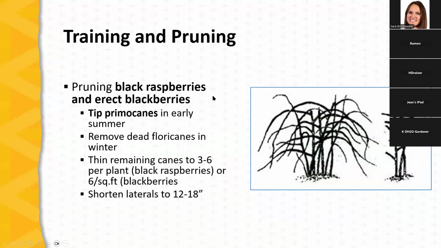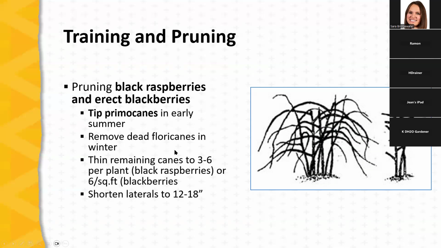Training and pruning, you prune a black raspberry or erect blackberry. These are the two types. They're pretty similar. These are for the primocane. You tip them in the early summer to promote lateral shoots, so you will have more branches that will produce more flowers and more fruit. Not the case of primocanes that will produce in the fall. You don't tip those. You only tip the primocanes that are not going to produce fruit the first year. They're going to produce all the fruit in the second year.